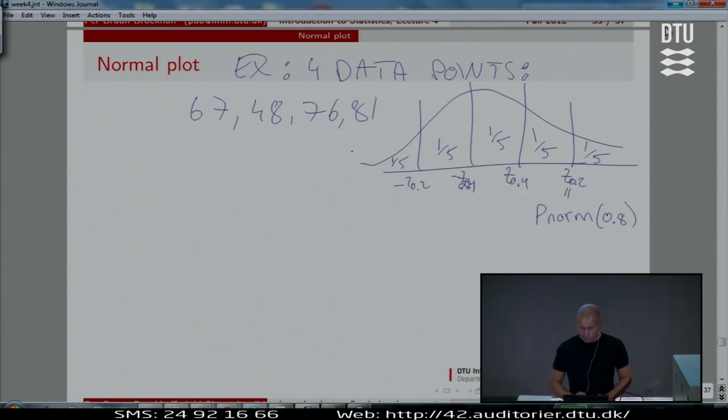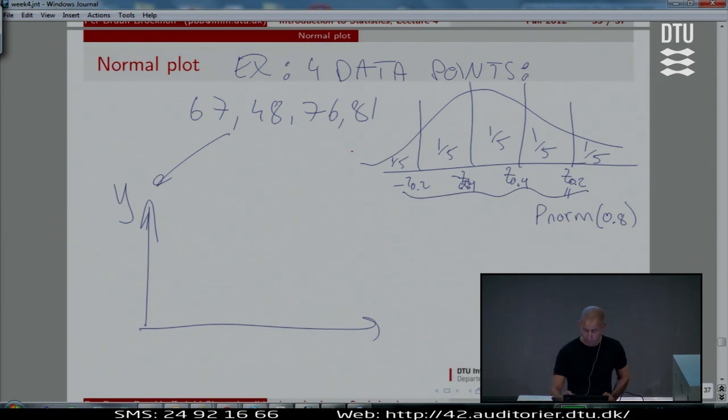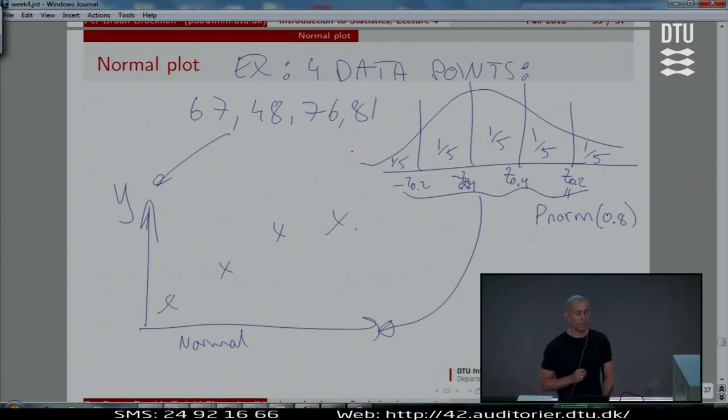I go and find these, and then I simply do a plotting, and then I have the y here, and I have these numbers on the x, the normal values down here, and I would get, I don't do it exactly now, I have these 4 points.